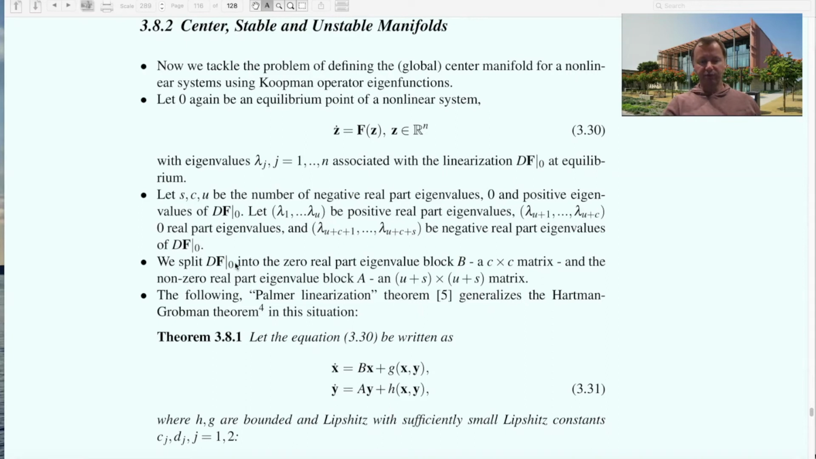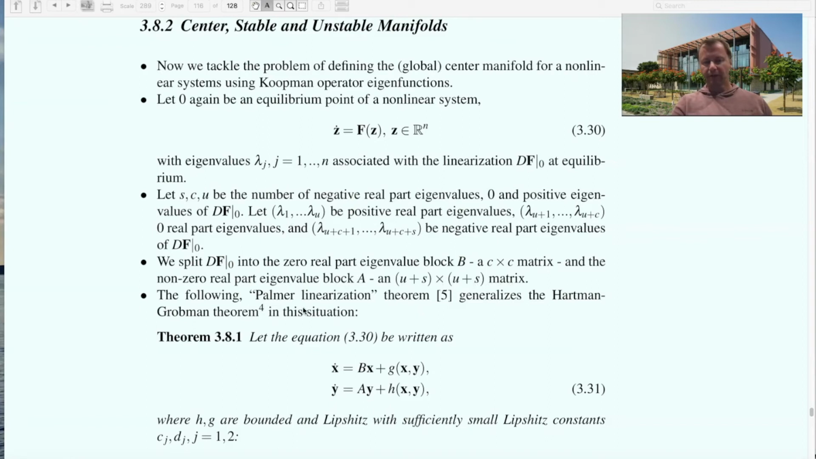And then we're going to split this DF at 0 into a 0 real part eigenvalue block B. That's going to be a C by C matrix. That's the number of 0 real part eigenvalues. And a non-zero real part eigenvalue block A, which is a U plus S by U plus S matrix.